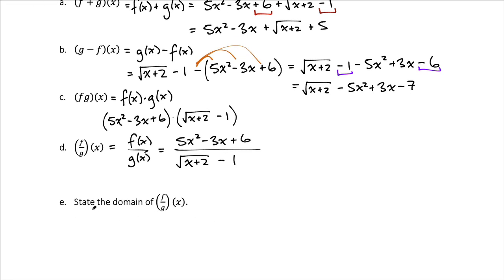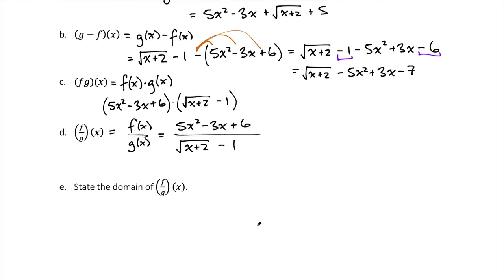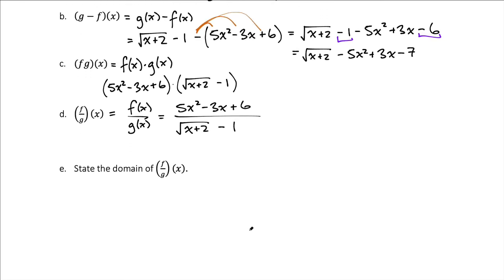And now finally for part E, state the domain of f over g, so of this thing here. Well, we've got two things going on here. First of all, we've got this square root of something, okay? And when you're taking the square root of something, we know we can only take the square root of things that are greater than or equal to 0. So x plus 2, the thing we're taking the square root of, has to be greater than or equal to 0. In other words, x has to be greater than or equal to negative 2.